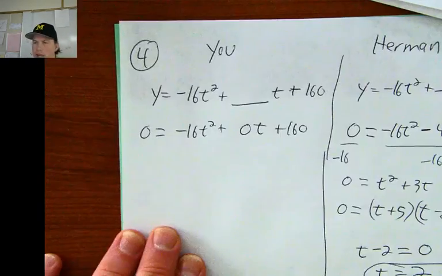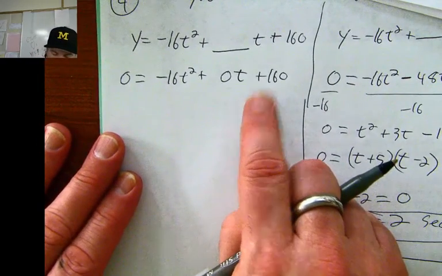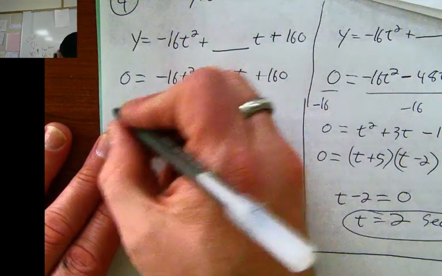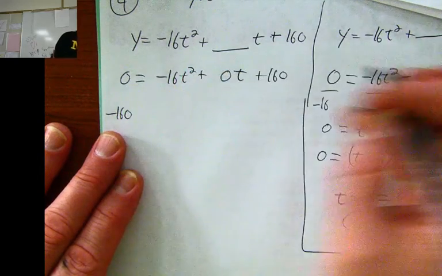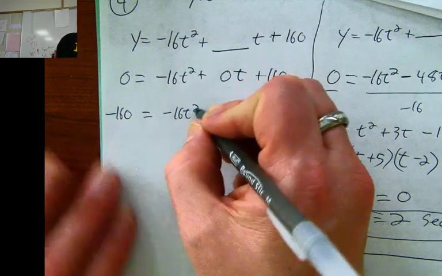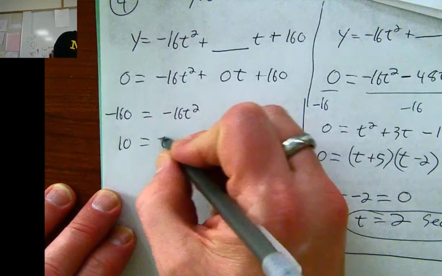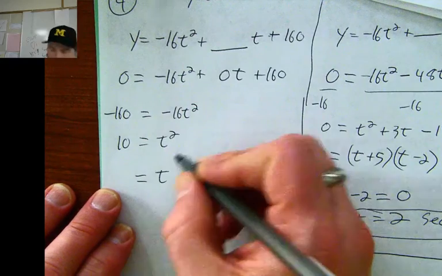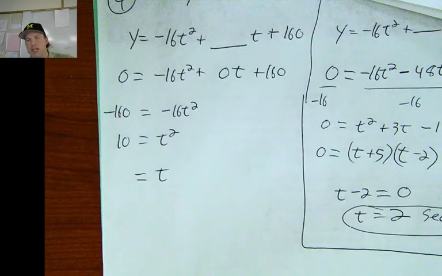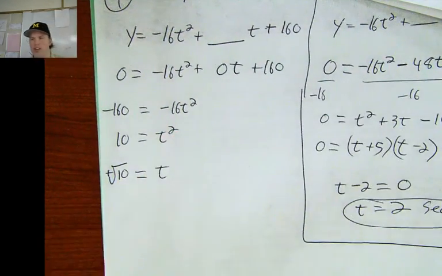Now you, on the other hand, you dropped the book, so it should take a little bit longer. And if you're to solve this one, the first step you do is subtract that 160 from both sides. So I get negative 160 equals negative 16t squared. Divide both sides by negative 16, so 10 equals t squared. When you square root both sides, you get positive negative root 10, but negative root 10 doesn't make sense, so we just go with positive root 10.